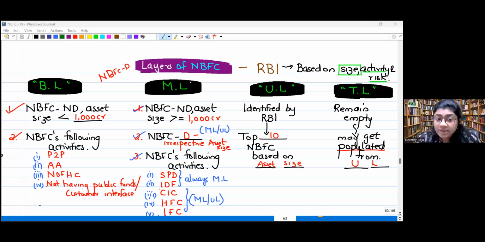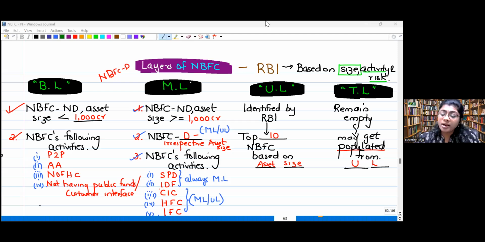Now, only two more I'll ask. Which is the small NBFC? Small loans they will give: microfinance. And finally, which NBFCs deal with infrastructure? Two NBFCs are there: IDF and IFC.